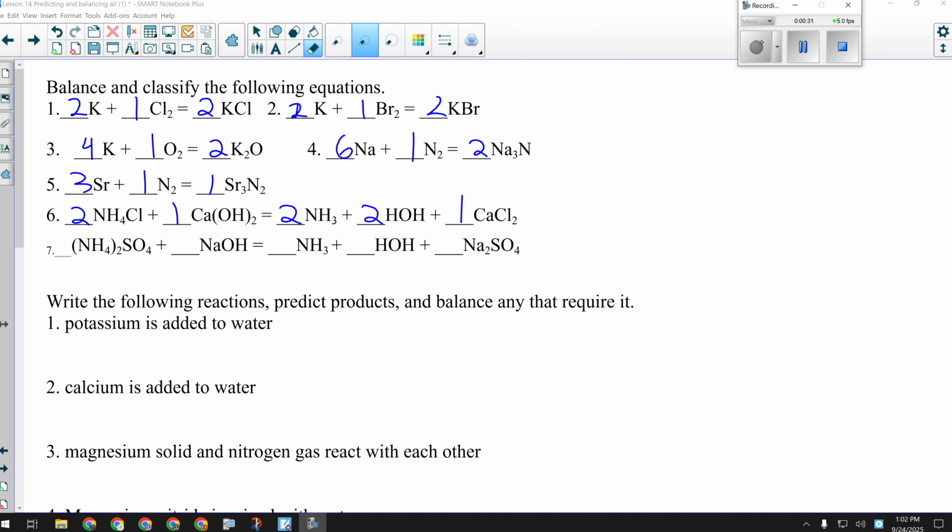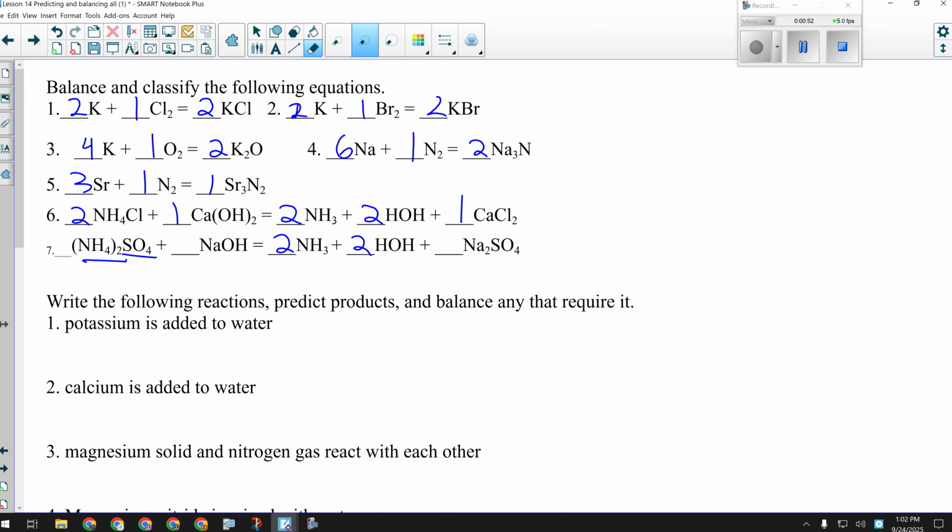So we got NH4 here. We have 2 nitrogens and 8 hydrogens. So I'm going to put a 2 here. That's going to fix the nitrogens. But I'm also going to have to put a 2 here to balance my hydrogens, because now I have 2 times 3 is 6 plus 2 more is 8, and I have 8 over here. So now the ammonium is taken care of.